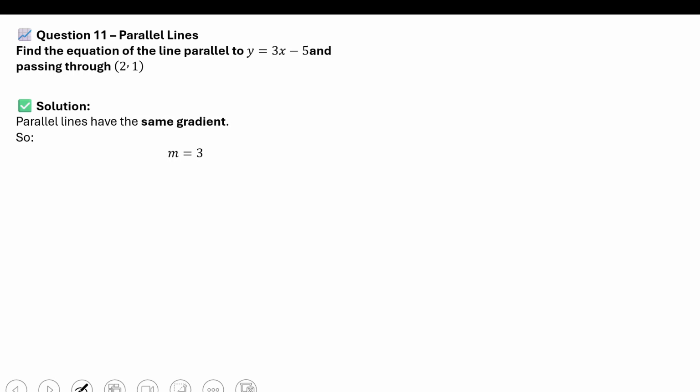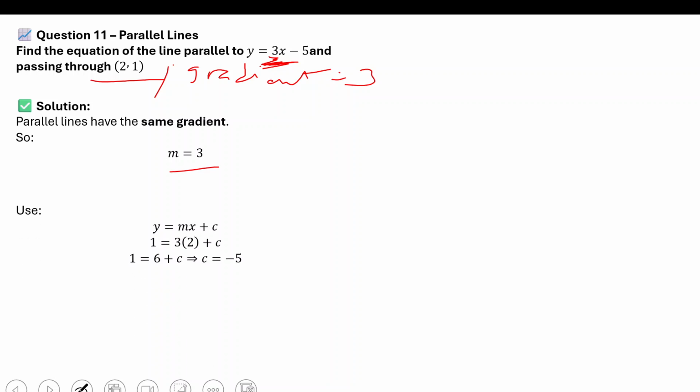So if I want to find the equation of this parallel line, the gradient is already 3 because this line parallel to this means that the gradients are the same. So if this is 3 here, the gradient here will also be 3, right? So that's why I'm having it here. So I'm going to get C from these two coordinates and the gradient.